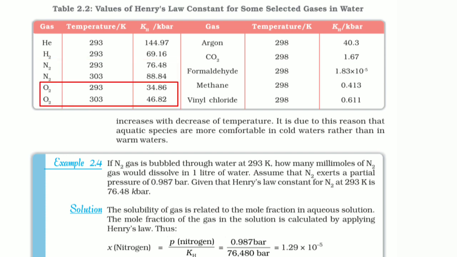From the table, you can see that the oxygen KH value is 34.86 at 293 Kelvin, and the KH value increases to 46.82 when the temperature is 303 Kelvin. So it is clear that the solubility will decrease with increment of temperature. It is a very interesting result. That's why aquatic species are more comfortable in cold water than warm water. This is the main reason.